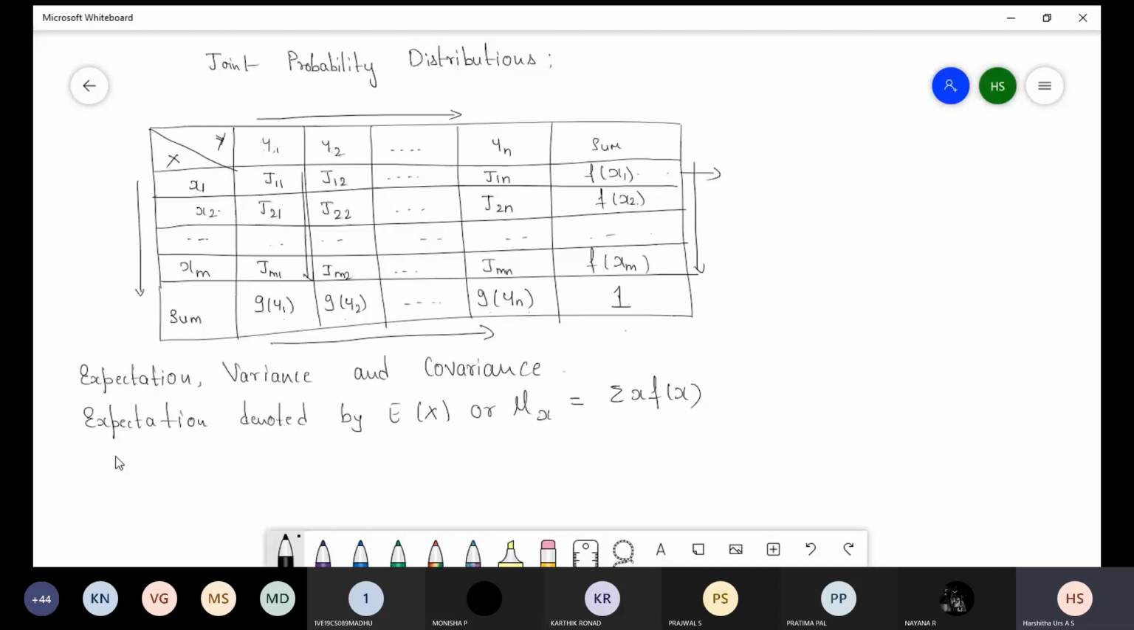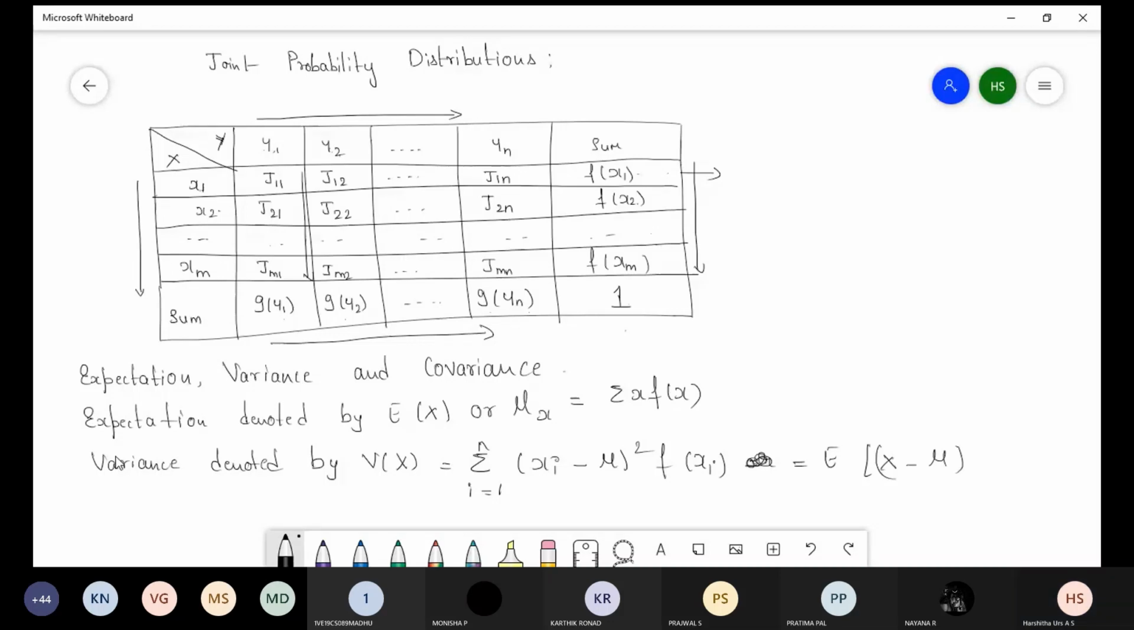Again, for variance denoted by V of x, that is equal to sum of i equal to 1 to n, xi minus mu whole square into f of xi, or we can write, that is equal to E of x minus mu whole square.